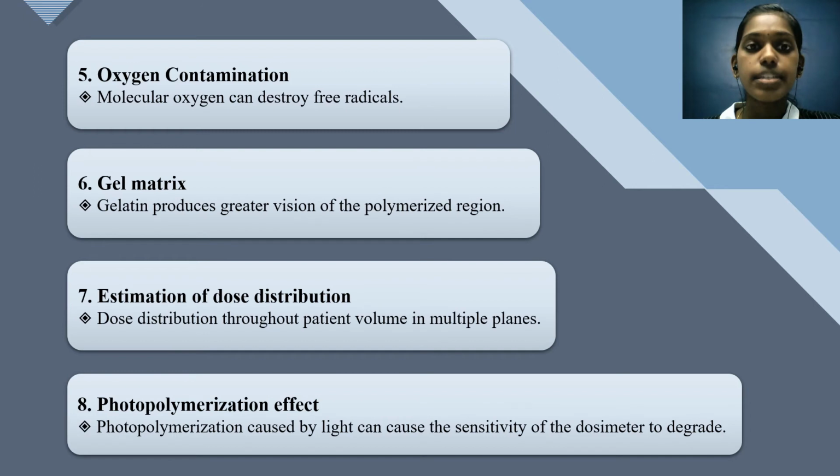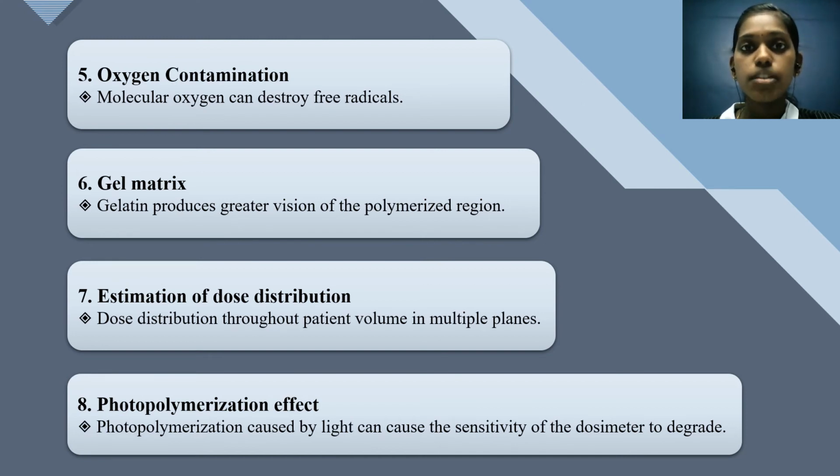Number 6 will be the gel matrix. The use of a gelatin gel matrix produces greater visibility of the polymerized region and facilitates imaging of the gel by optical means in gel dosimetry, compared to when an agarose gel matrix is used. Next, we will look at the estimation of dose distribution by gel dosimetry. The efficiency of the dosimetry makes it possible to use only a single gel dosimeter to determine the dose distribution throughout a patient volume in multiple planes, which eliminates the need for multiple point dosimeters.